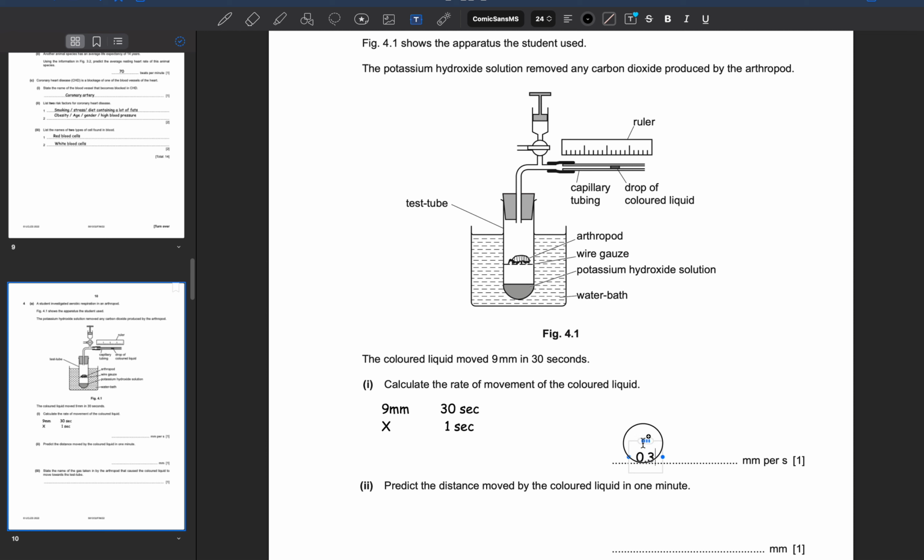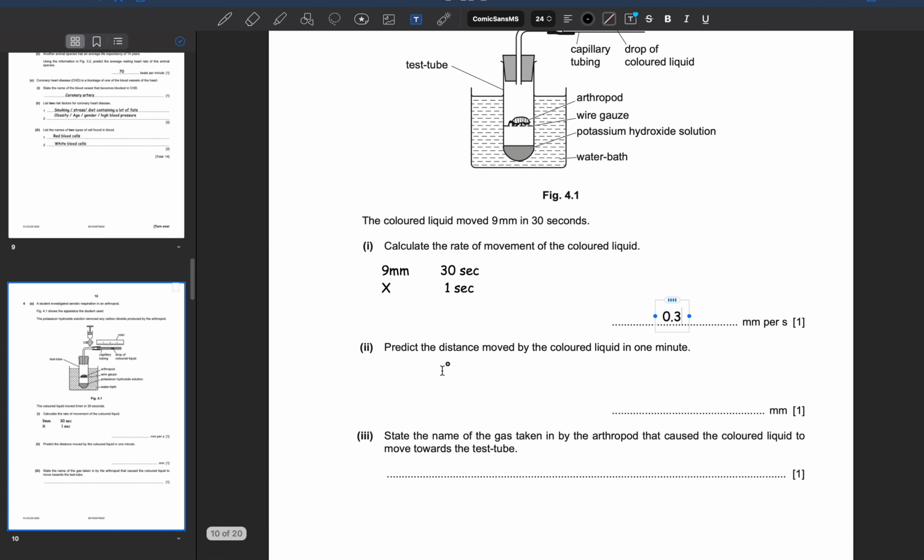He already wrote the units for me, so I don't need to write units. He wants millimeter per second, so it's 0.3 millimeter per second. The next one, predict the distance moved by the colored liquid in 1 minute. I already got 0.3 per second, so I have 0.3 millimeter in 1 second, so x in 60 seconds. I want it in 1 minute, so 0.3 times 60, which is 18.